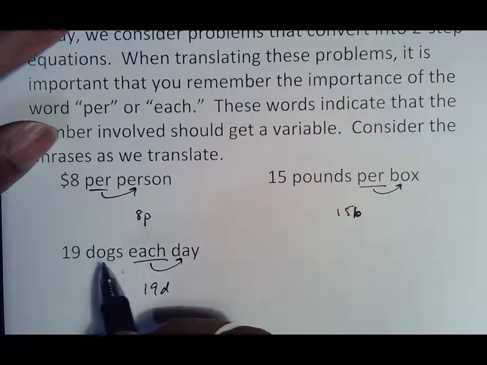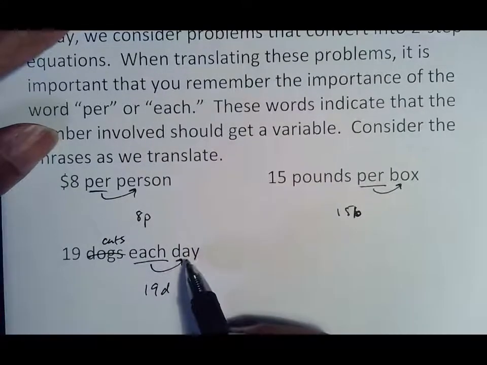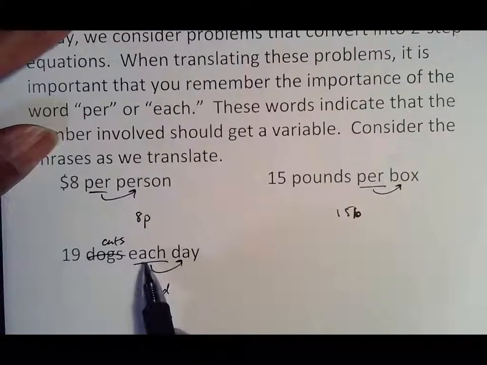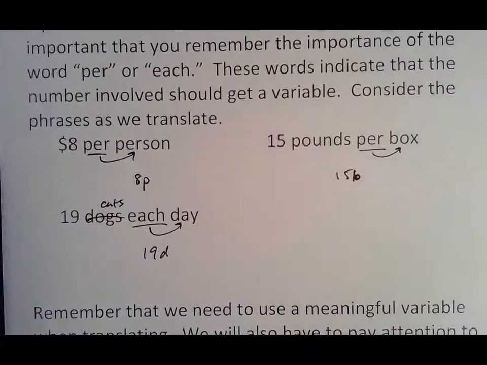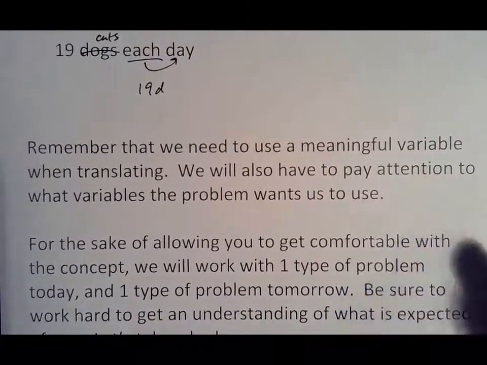I don't know why I did that, but let's just assume this was cats each day. D is for days, not cats or dogs, whatever. But again, whatever your each or per is talking about, that is the variable you're going to use. So remember that we use a meaningful variable when translating.